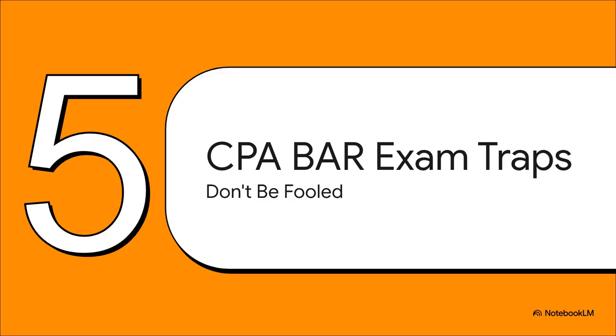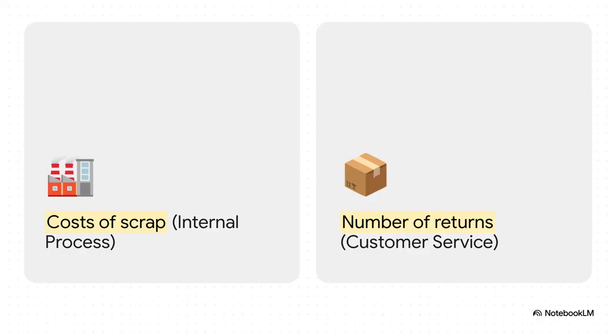Don't be fooled. All right, put your coaching hat on with me for a second here, because examiners absolutely love to test your ability to perfectly place these metrics into the right categories. First big tip, do not confuse internal production issues with customer-facing issues. The costs of scrap or the rate of defects that you discover during production, those belong to the internal business process perspective. Why? Because the customer hasn't seen it yet. You caught the defect internally.